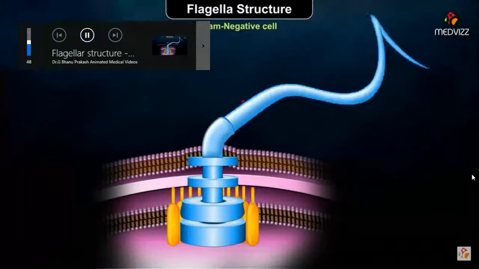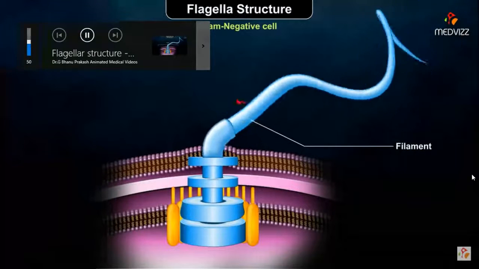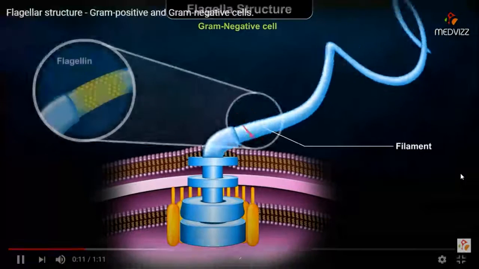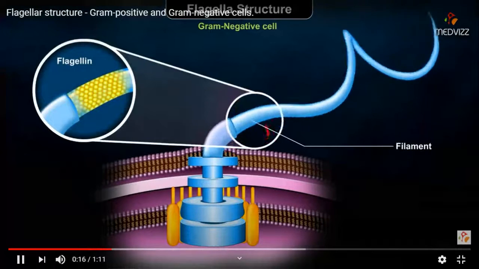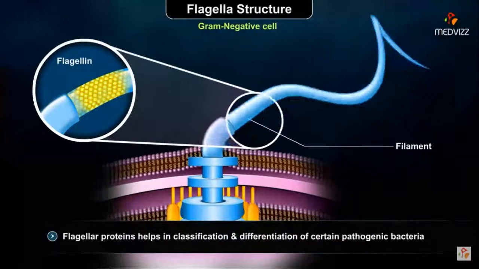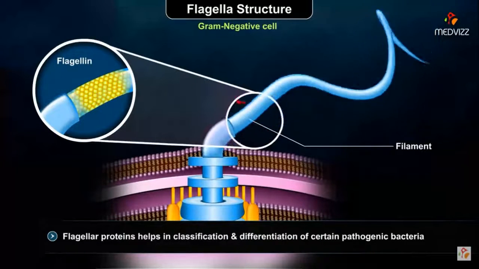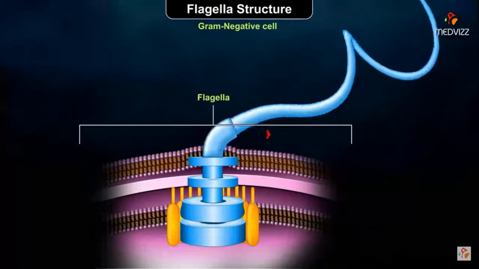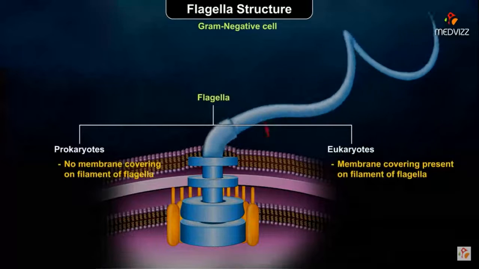The long whip-like portion of the flagellum is called the filament. Filaments are composed of many identical protein molecules called flagellin. Molecules of flagellin form identical chains around a hollow core. Certain pathogenic bacteria are identified and classified by differences in their flagellar proteins. In contrast, the eukaryotic flagellum covers the filament of a prokaryotic flagellum.